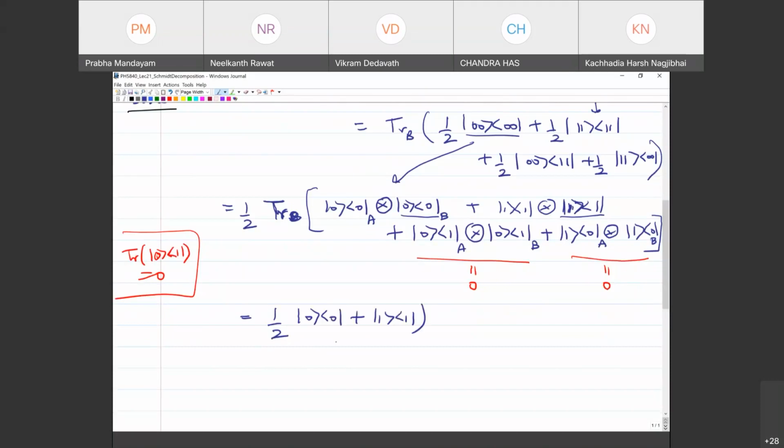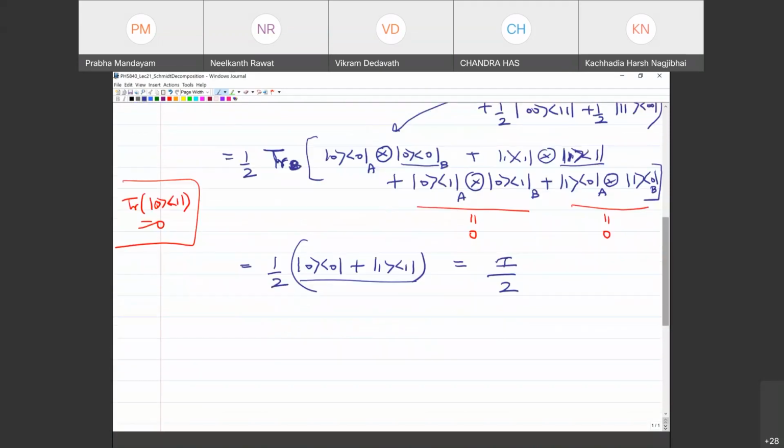And what is this density matrix? Remember, this is the identity operator for a single qubit space. So this is the I by 2 density matrix. Do you recall where this density matrix was located on the Bloch sphere? Center. Exactly. This is the state at the center of the Bloch sphere. And we gave this a name. We said this is the maximally mixed state.